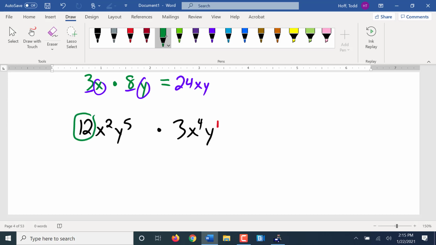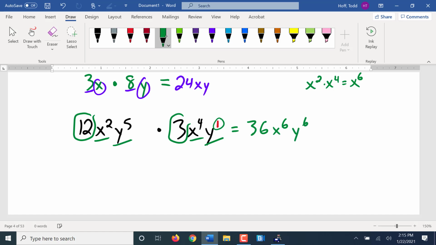So let's combine the counts. 12 times 3 is 36. x squared times x to the 4th is x to the 6th. When we multiply with exponents, we add the powers. The reason I put that 1 in there for y is that now we've got y to the 5th times y to the 1, which is y to the 6th also.